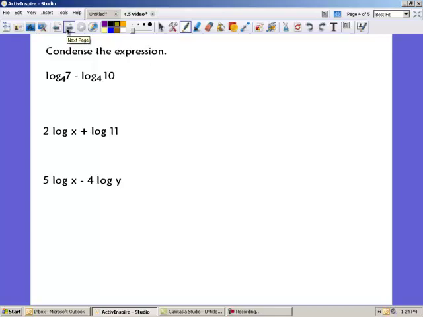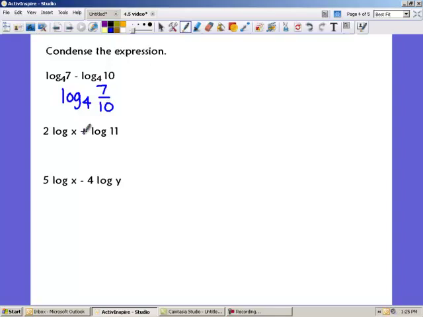Okay, now if they're giving us the expanded expression in our book, they're going to want us to condense it. So if we look at the first problem here, we have a minus sign. That should tell you right away it's division. So we're going to take log base 4, we're only going to write one of them, and we're going to say 7 divided by 10. And then that's it.